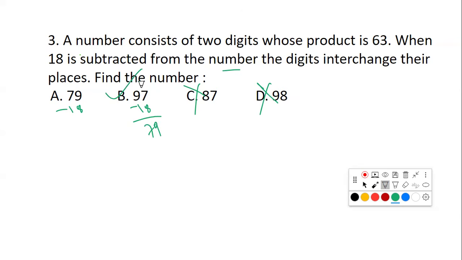So what is my answer? If I subtract here, my numbers are not getting interchanged. When 18 is subtracted from the number, the digits interchange. 97 is becoming 79, but when I subtract 18 here, it is becoming 61. So obviously my answer can't be that choice. 97 is the right answer.